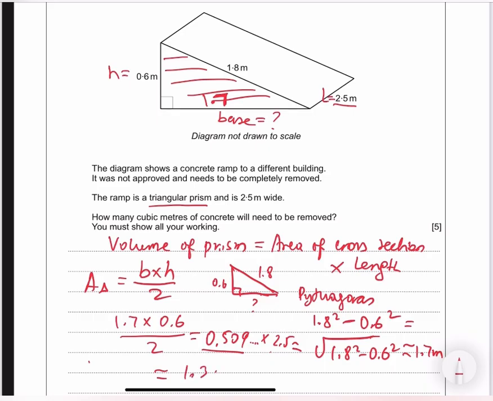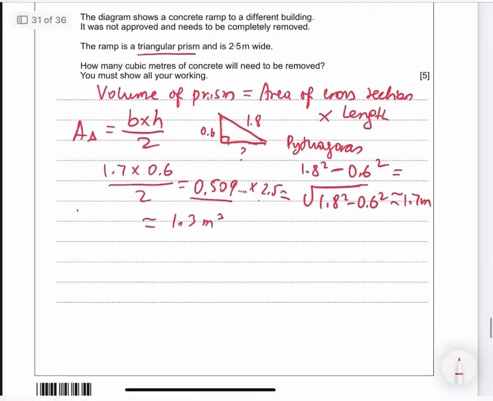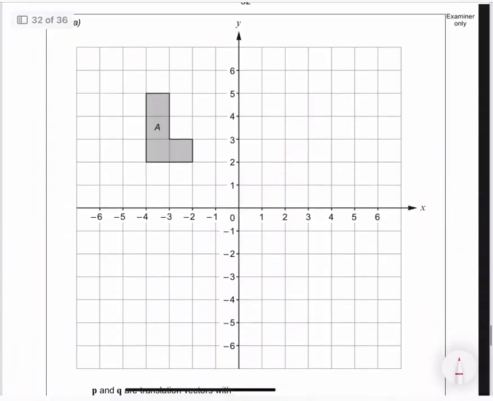Okay, so now you can round your number. So the answer is 1.3 meters cubed. So this is the volume of the triangular prism.